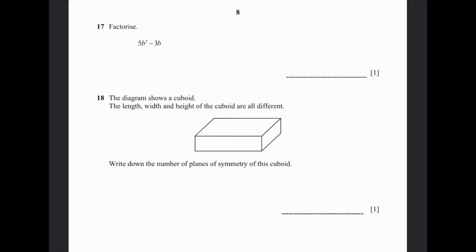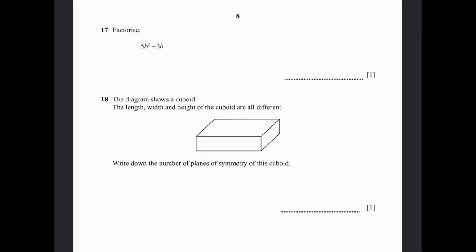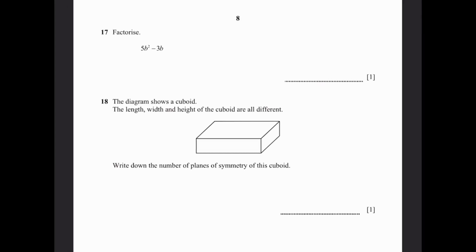Question 17. Factorize 5b squared minus 3b. This is pretty straightforward. The highest common factor in this is b. So we can write it as b multiplied by 5b minus 3. b multiplied by 5b minus 3.